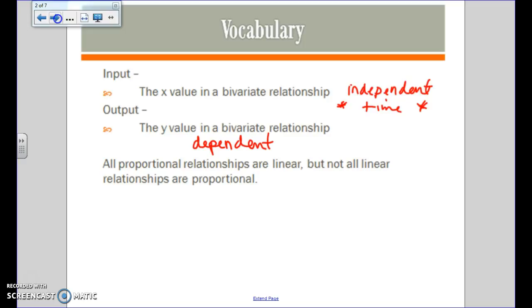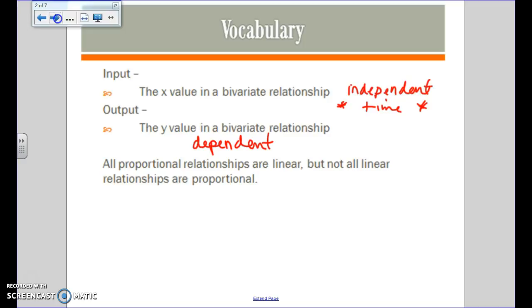All right, so today, when you see inputs, you should be thinking the X values. When you see outputs, you should be thinking of the Y values. We call the X values independent. Time is one that's very commonly used as an independent variable. And we use the Y values, we call them the dependent values.